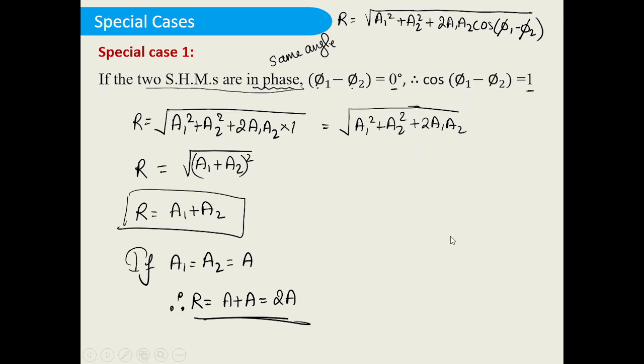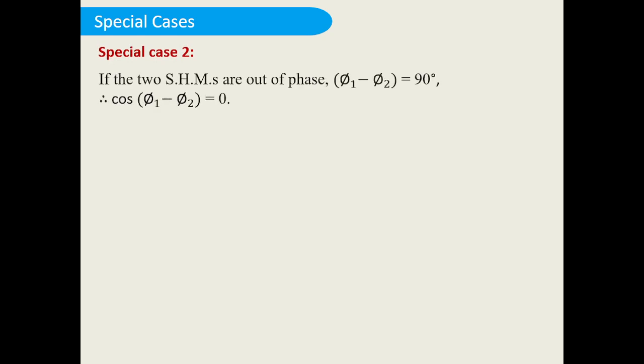Let us now consider the next case, case 2. Case 2 means the two SHMs are perpendicular to each other. If they are perpendicular to each other, that means the phase difference is equal to 90 degrees. How much is cos 90? Cos 90 is 0.